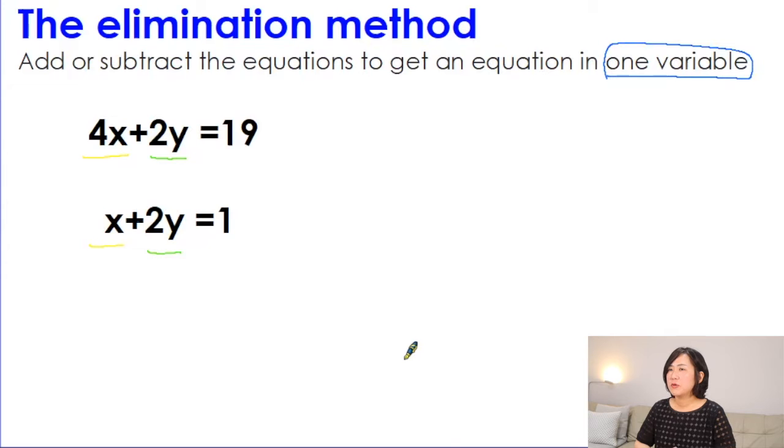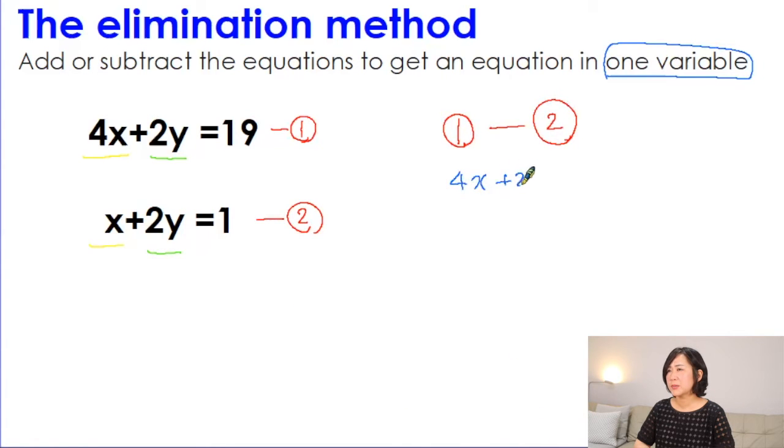Now I'm trying to remove one of the variables by adding or taking away the whole equation. Have a look at it. We've got a first equation and a second equation. I want to remove 2y by taking away the second equation from the first equation. So let's have a look. I'm just copying down the 4x plus 2y equals 19. Second equation: let's take away the second equation. That gives you minus x minus 2y equals minus 1.